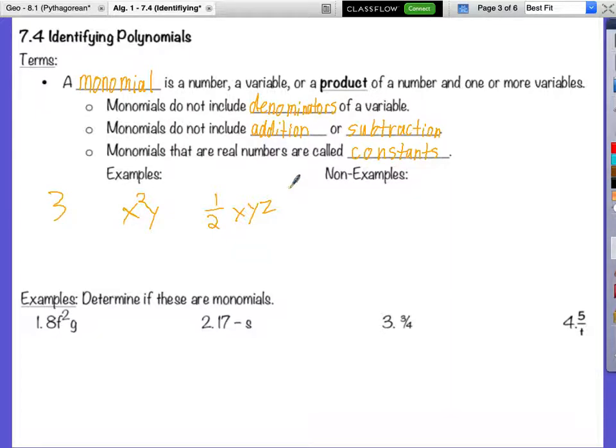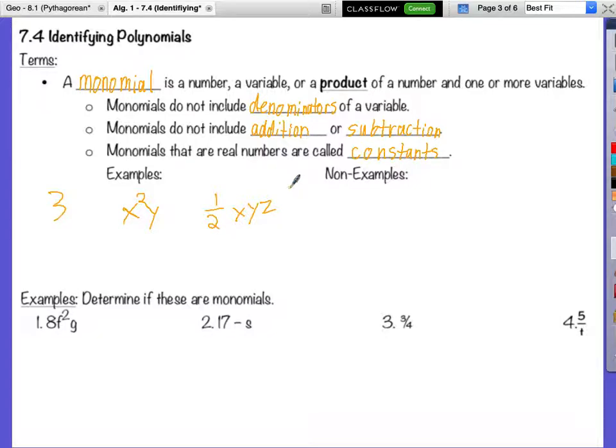Be sure to write this down underneath your examples. 1/2 x, y, z could still be a monomial because we still have a product of a number, 1/2, and one or more variables, x, y, z. So it still can classify as a monomial. Now you might wonder, wait, I thought we could not have denominators of a variable. We can still divide by 2.